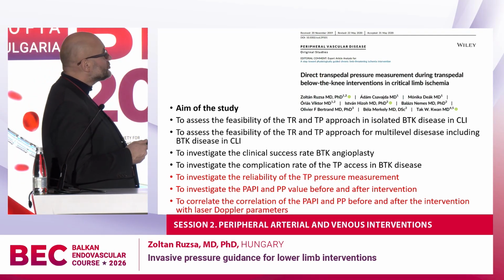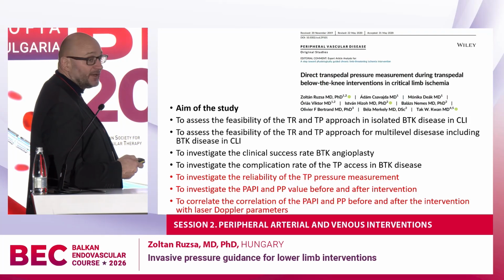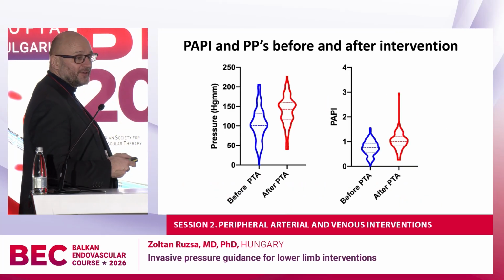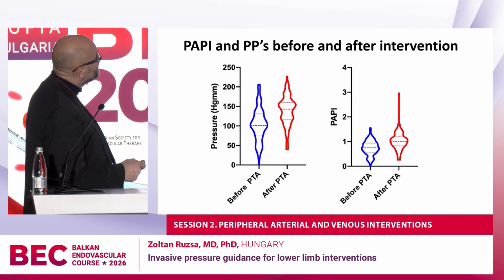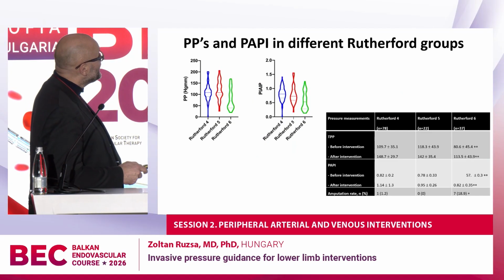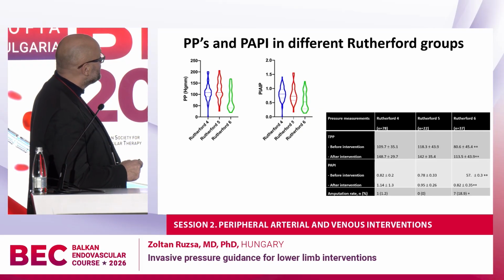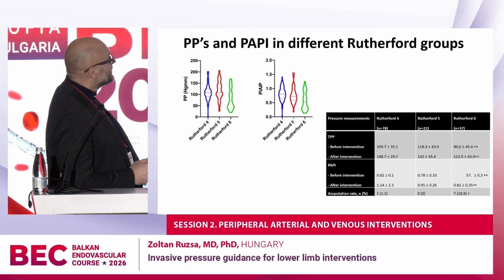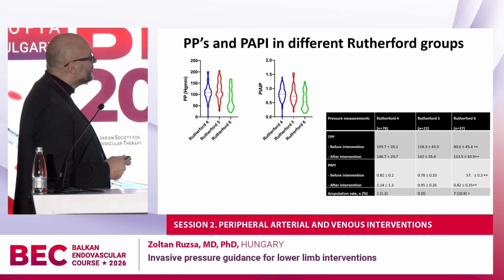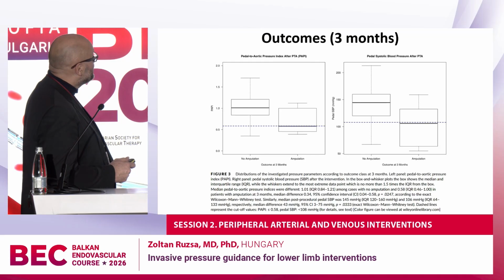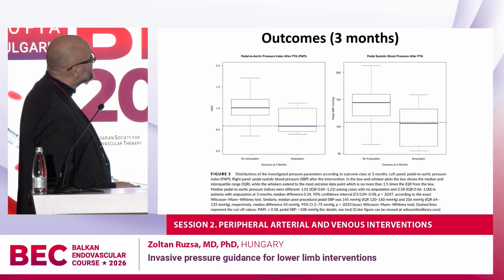We measured also the distal pressures in a BTK intervention. Can we go forward? Something is not okay. Now it's okay. So during the BTK interventions, if we treat this patient from transpedal way, we see that the pressures are improving, and we see the baseline pressure in Rutherford 4, 5, 6. We see that in patients with gangrene, we have low pressures. In patients with Rutherford 4, 5, the pressures are not so bad. So we see that it's a fully different mechanism. We have not so many complications, and these are the outcomes.